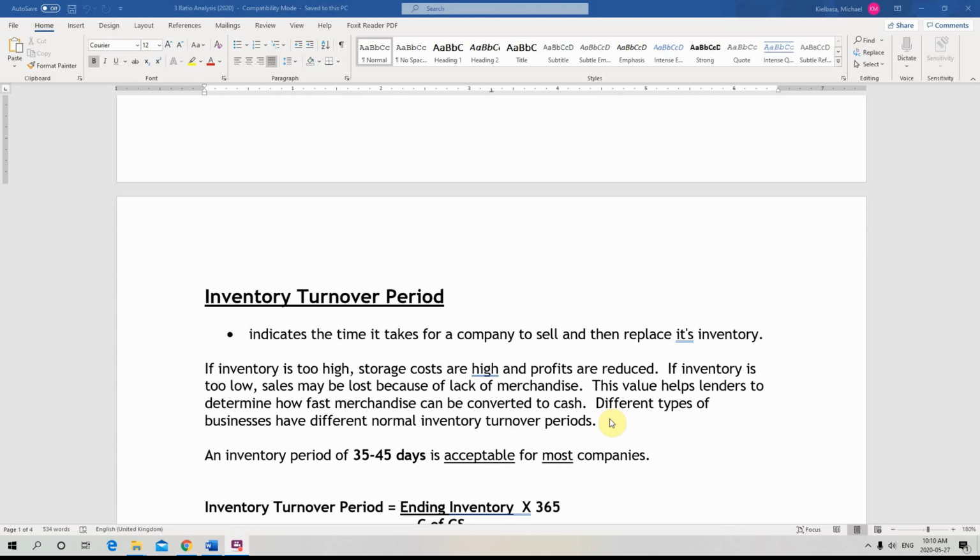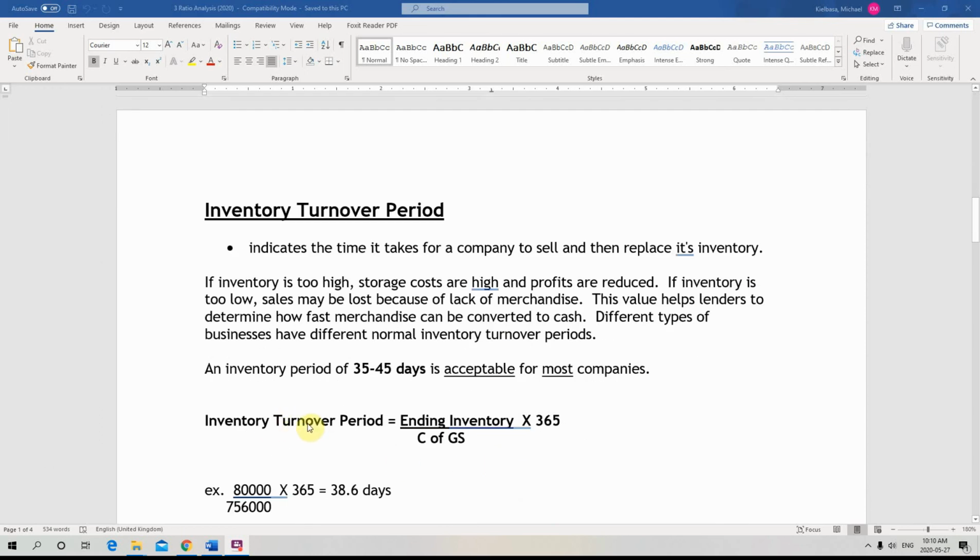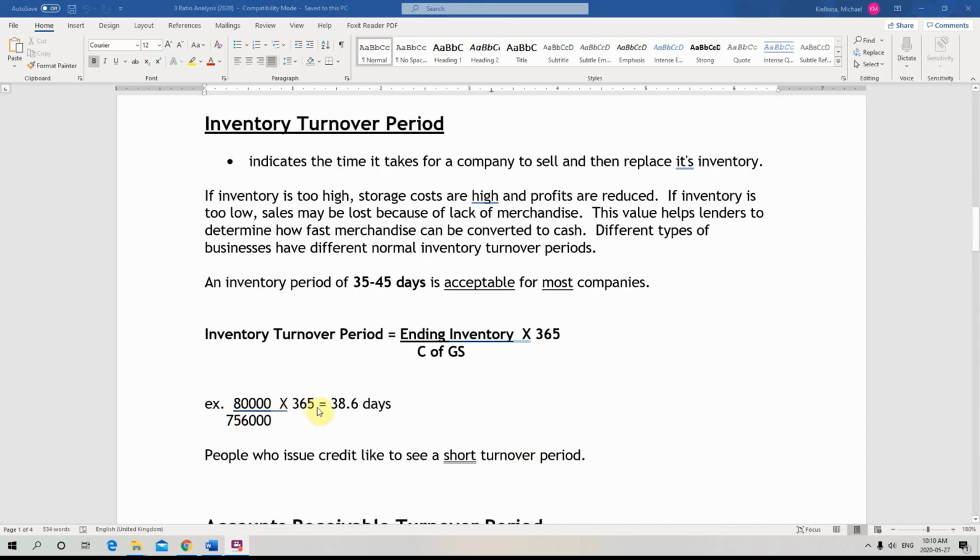So the inventory turnover period does differ between companies. Now, for our purposes, an inventory turnover period of 35 to 45 days is going to be acceptable. So how do we calculate it? We take ending inventory and divide by cost of goods sold and multiply by 365. So in this example, we get an inventory turnover period of 38.6 days. And since it's within our range or lower, then it's acceptable.